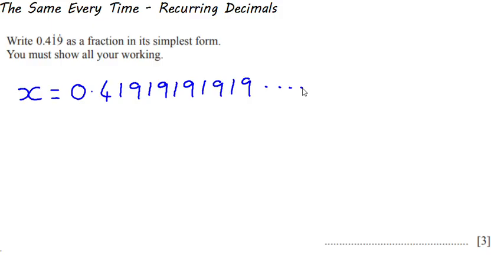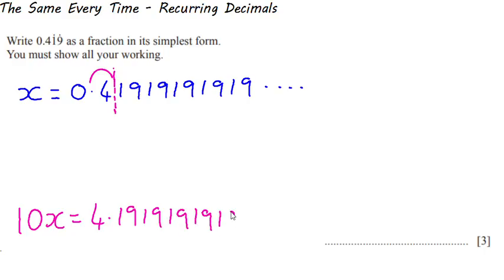Now, our aim with this kind of question is to write a version of this decimal so that the right-hand side only has the repeating part. Well, the repeating part really starts there, doesn't it? 191919. How do I move my decimal point to get to there? I move it one place. Moving my decimal point one place is the equivalent of multiplying by 10. So 10 times x is going to be 4.191919 and so on. Just a few of them just to show that I know what I'm doing.